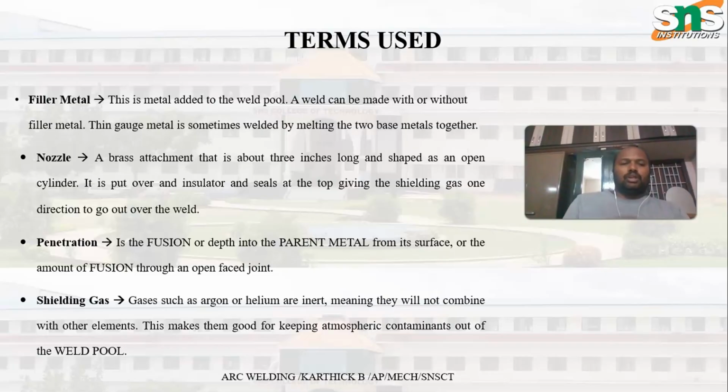When we come to the nozzle, here a brass attachment is used. It is 3 inches long, so it is like a shower. In the center part the electrode comes out, and surrounding the electrode you can see small pores through which the shielding gas is poured towards the weldment.